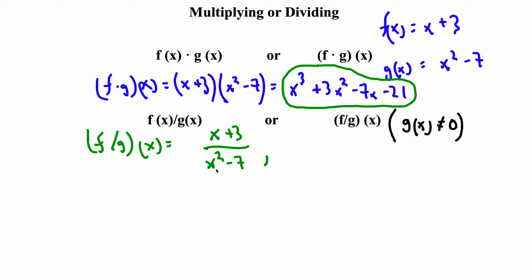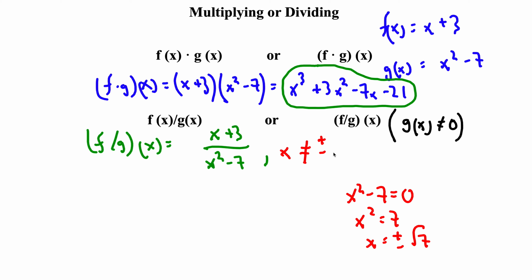And x plus 3, not a problem intrinsically. x squared minus 7, not a problem. But if you're dividing by x squared minus 7, that means that x squared minus 7 can't be equal to 0. So can it ever be equal to 0? Yes. X squared equals 7, so x equals plus or minus the square root of 7. So you could say such that x is not equal to plus or minus the square root of 7.